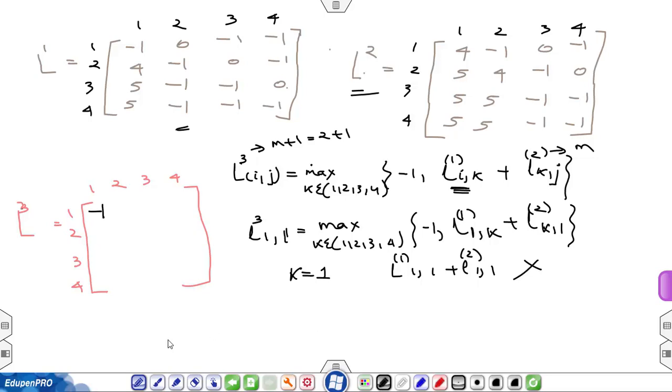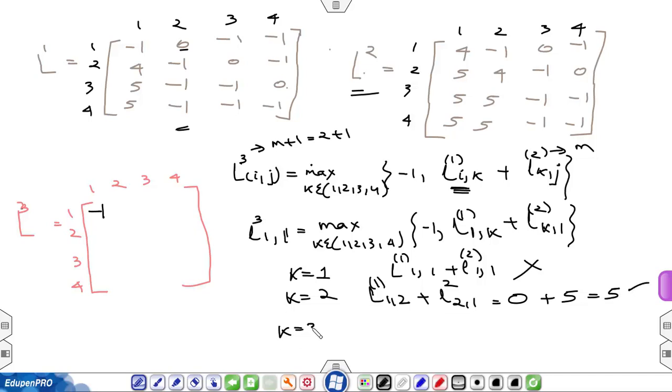Now checking for k equal to 2, the elements are L of 1 comma 2 of matrix 1 plus L of 2 comma 1 of matrix 2. So L of 1 comma 2 is 0 and 2 comma 1 is 5. So the answer is 5, valid.